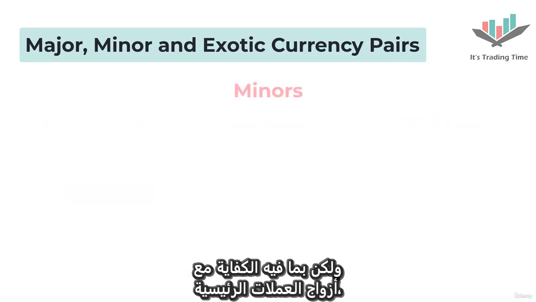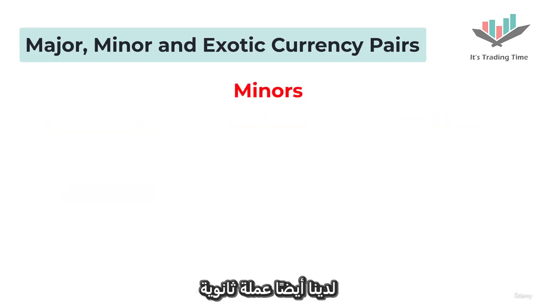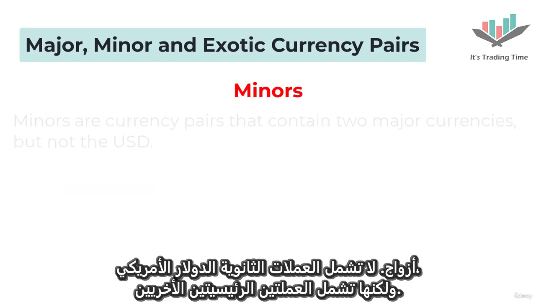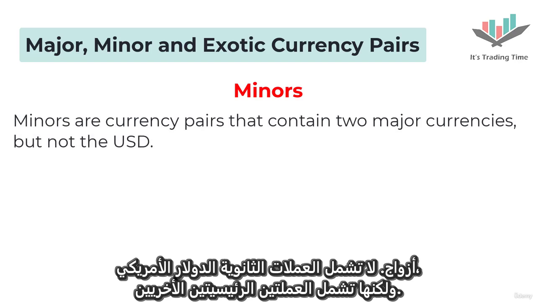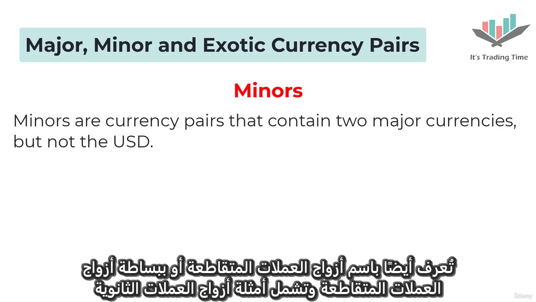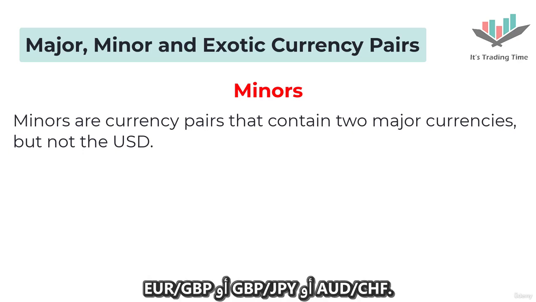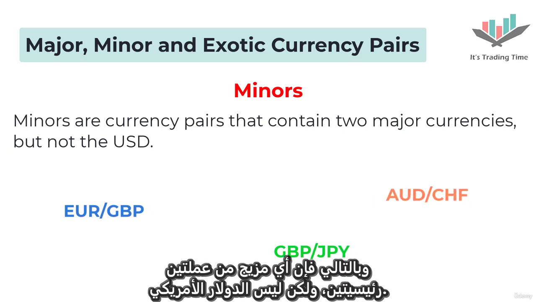But enough with major currency pairs, we also have minor currency pairs. Minors do not include the US dollar, but they include two other major currencies. They are also known as cross-currency pairs or simply crosses, and examples of minor currency pairs include Euro-Pound, or pound against Japanese yen, or Australian dollar against Swiss franc, so any combination of two major currencies but not the US dollar.